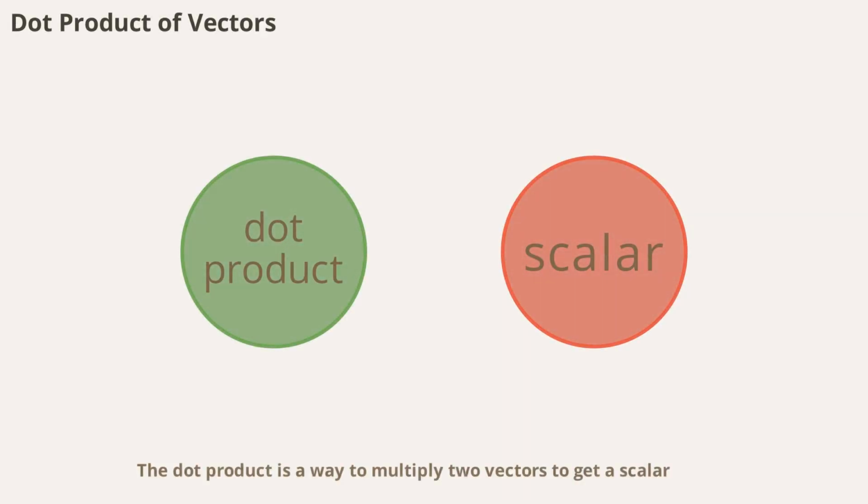The dot product is a way to multiply two vectors to get a scalar. It's calculated by multiplying the magnitudes of the vectors and the cosine of the angle between them. The dot product is useful for finding work done by a force or projecting one vector onto another. It's a fundamental operation in vector analysis.